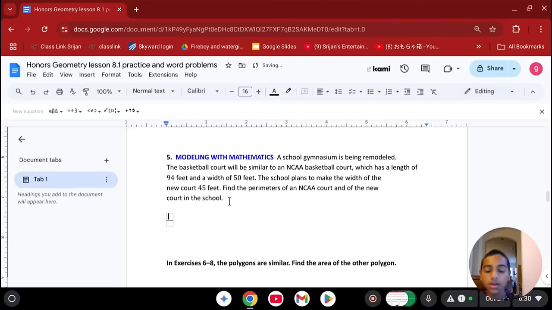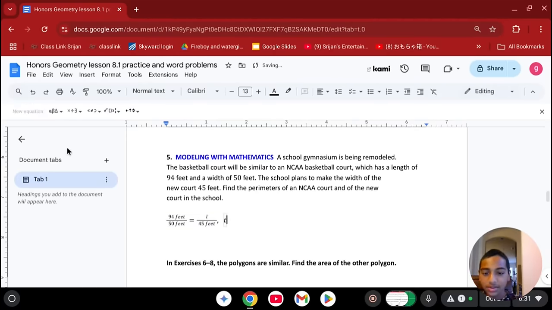It doesn't matter which way you do it, width divided by length or length divided by width, as long as you put the proportions the same. Alright, so let's do the length divided by the width, which is equal to the new length divided by the new width. So 94 feet divided by the width, 50 feet, equals, now we know that we don't know the length of the new court. Let's say L divided by the width of the new court, 45 feet.